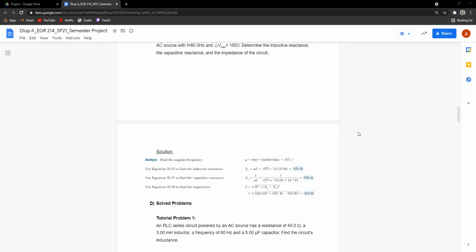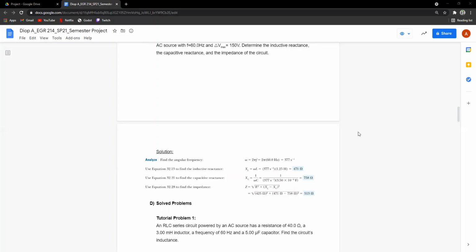So to find our inductive reactance, XL, we need our angular frequency times our L, our inductance. To do this, it's 2 pi f, so 2 times pi times our frequency times our inductance. When we do that, we get 471 ohms as our resultant answer.